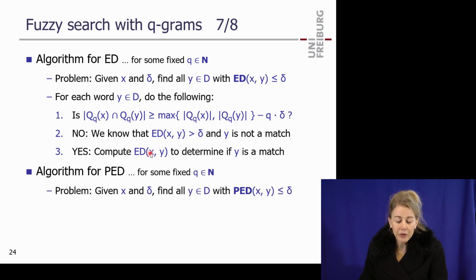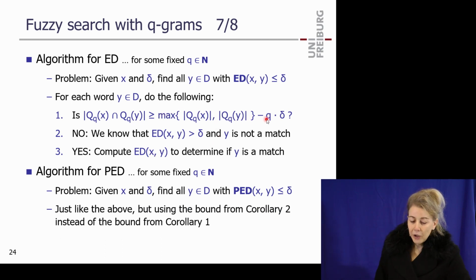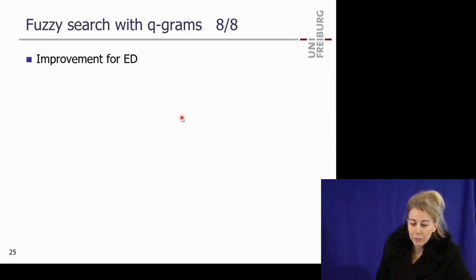And the algorithm for PED is just the same. I just use a different formula here on the right. So that's the algorithm. I just use this bound. I compute the number of common q-grams. And then if it's very few, I don't have to check. If it's many, I have to compute the prefix edit distance. This is also important for the exercise sheet.